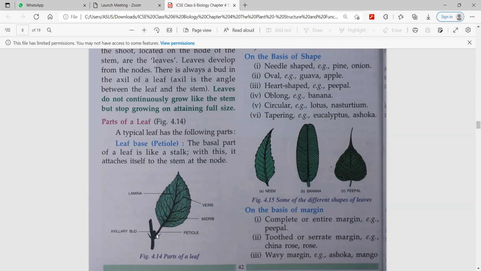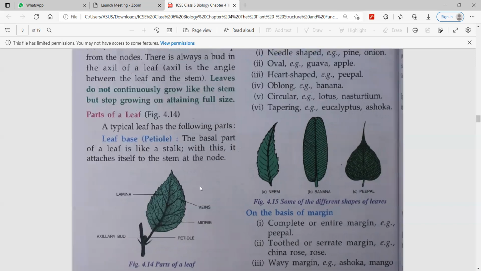Okay, so we have seen that plants can grow continuously, but leaves stop growing after attaining a certain age, or just when they become full in size, they stop growing. Now let's have a look at the parts of a leaf.